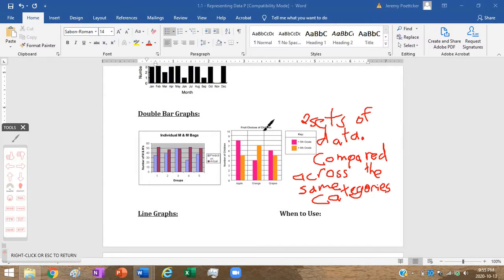All right. Same thing here. Fruit choices of children. Here we've got the categories, or what kind of fruits, and then we've got 2 different colors for 5th graders or 6th graders, and we've got the number of children who picked those ones. So for apple, orange, grapes, we can see pretty quickly that oranges become more popular as you get older, perhaps, or maybe just in that group. And apples are very popular among 5th graders. Okay.